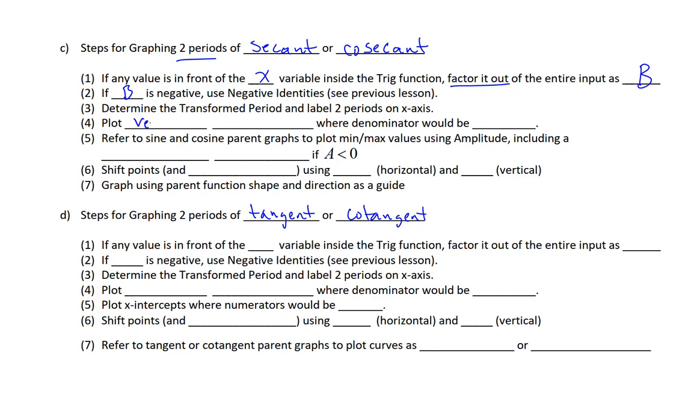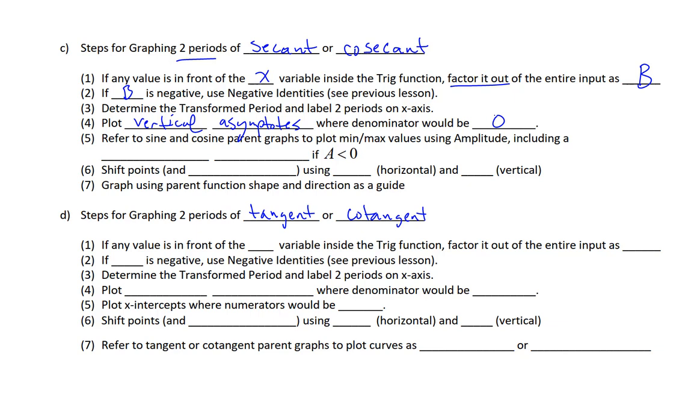Fourthly, we'll plot vertical asymptotes where the denominator would be 0. And we got a good dose of this as we graphed the parent functions for all of these: tangent, cotangent, secant, cosecant. We did a pretty thorough look at considering when the denominators would be 0. When that occurs, there should be a vertical asymptote in the graph. Same kind of thing here. But now, of course, we're adjusting the period, so that could affect some things.